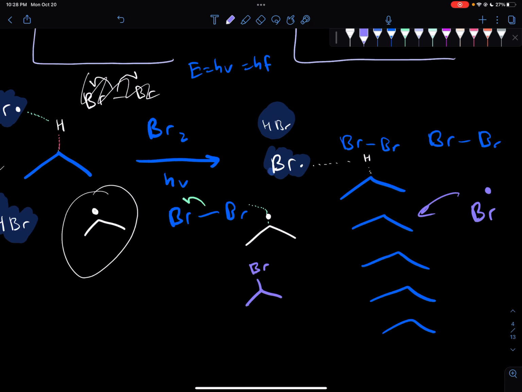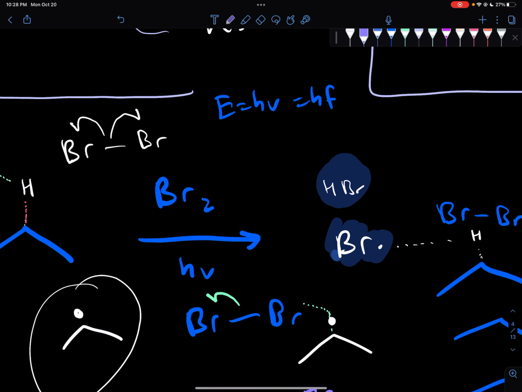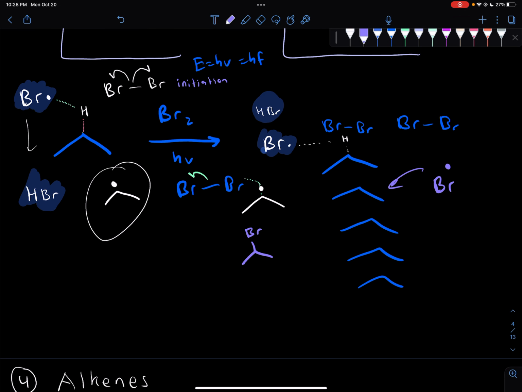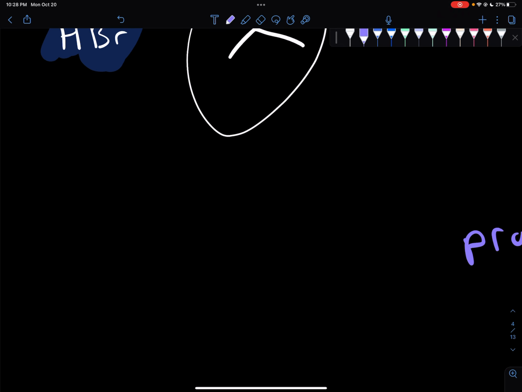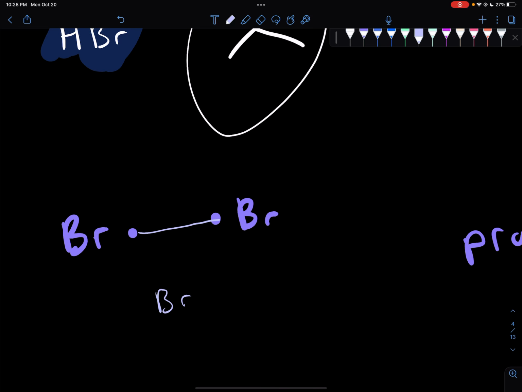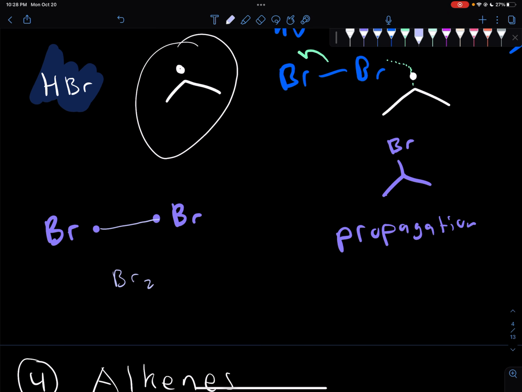So that very first step, the very first time you form a radical, is called initiation, but then that chain reaction we just talked about is called propagation. Then eventually everything will be reacted with, and all you're going to be left with is two bromine radicals from different Br2s. There's nothing left to react with. So to finish everything, they're going to connect to each other and form another Br2. And that is called termination.